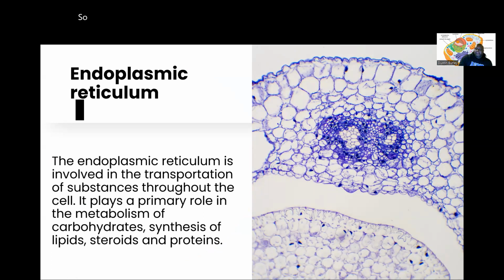So the endoplasmic reticulum is involved in the transport of substances through the cell. It plays a primary role in, we'll talk about carbohydrates, lipids, we'll talk about steroids and proteins. I think on Thursday. So it is what its number one job is.